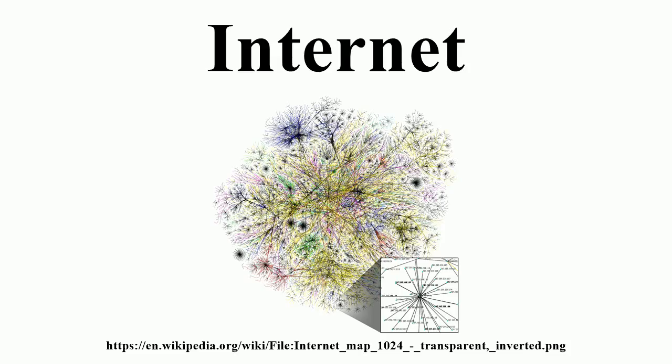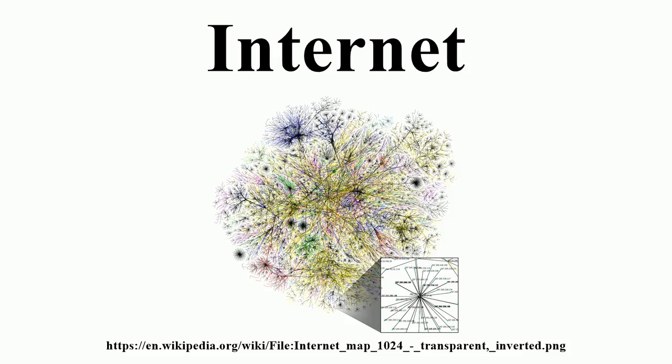During the late 1990s, it was estimated that traffic on the public Internet grew by 100% per year, while the mean annual growth in the number of Internet users was thought to be between 20% and 50%. This growth is often attributed to the lack of central administration, which allows organic growth of the network, as well as the non-proprietary nature of the Internet protocols, which encourages vendor interoperability and prevents any one company from exerting too much control over the network.